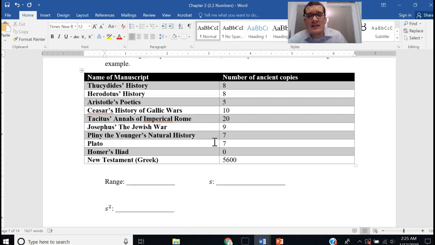Now, if you would, I'd like you to try this next example on your own. The manuscript example that included the Greek New Testament. So push pause on the video, I'll give about 5 seconds, and then try to find the range. This time, we're assuming that this is a sample of ancient manuscripts. So we're going to use the letter S, meaning the sample standard deviation, and S squared, meaning the sample variance. So find the range, the sample standard deviation, and the sample variance of this example.